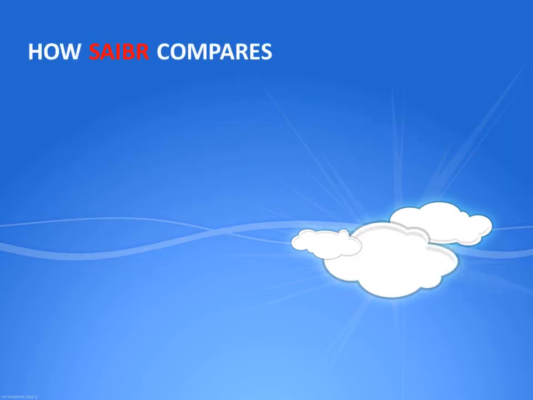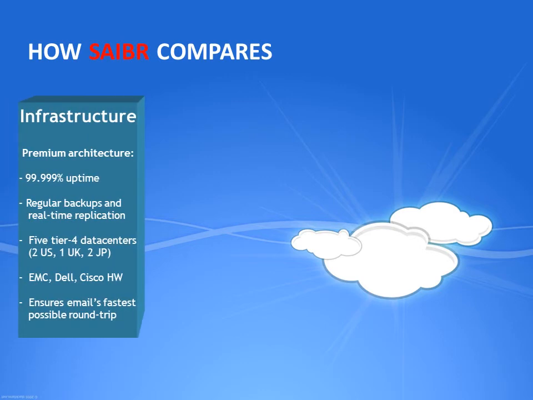So now that we've covered those, let's see how SAIBR stacks up. In regards to infrastructure, our premium architecture guarantees a 99.999% uptime. Regular backups and real-time replication. 5 Tier 4 data centers, 2 in the US, 1 in the UK, and 2 in Japan. The equipment that we use is EMC, Dell, Cisco, all top-of-the-line equipment. The location of our data centers ensures email as fast as possible round trip.